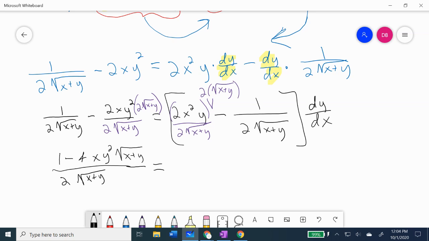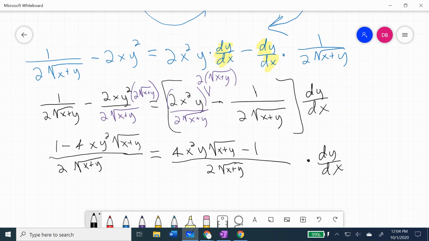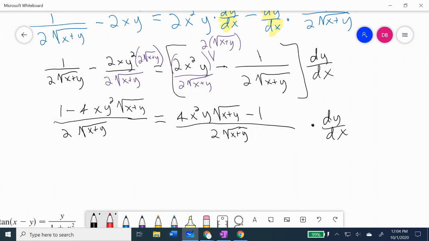On the right side, I have my common denominator. I do still have my dy dx over here. And then my numerators are 2 times 2 is 4 times x squared y times the square root of x plus y minus 1. I can multiply both sides by that common denominator and kill it.